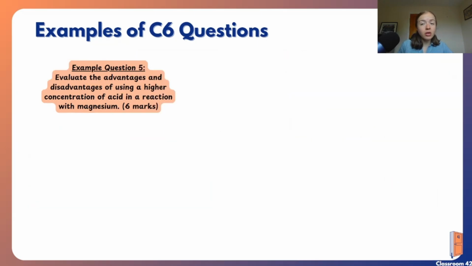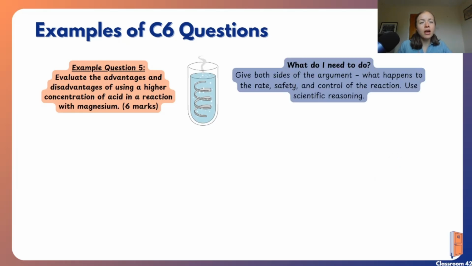Question 5: evaluate the advantages and disadvantages of using a higher concentration of acid in a reaction with magnesium. So this is like levelling up a little bit from the question we had for question 3. We're going to be using a lot more AO3 skills and knowledge here to give both sides of the argument. So what happens to the rate of reaction at higher concentrations, and because we're trying to think about what a disadvantage could be with a method, we want to be thinking about safety and controlling the reaction. So this is really what the examiner wants you to be thinking about.